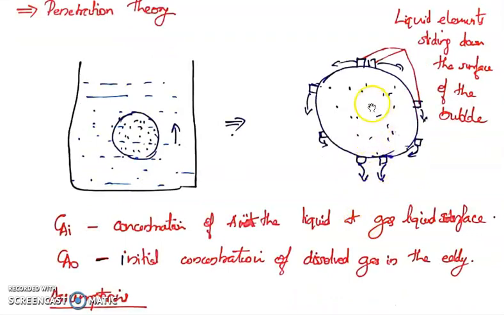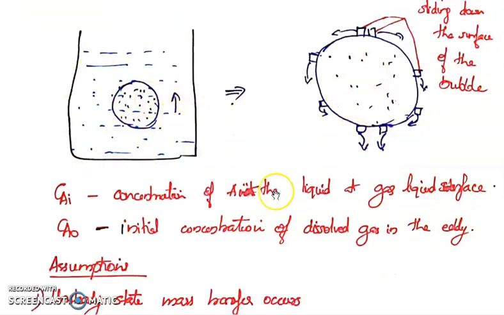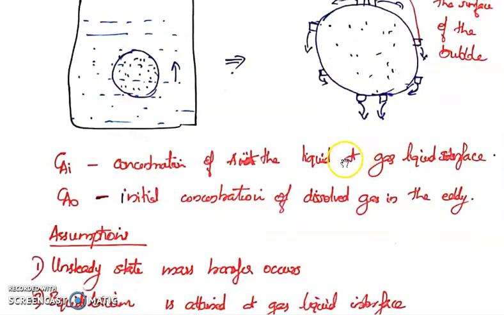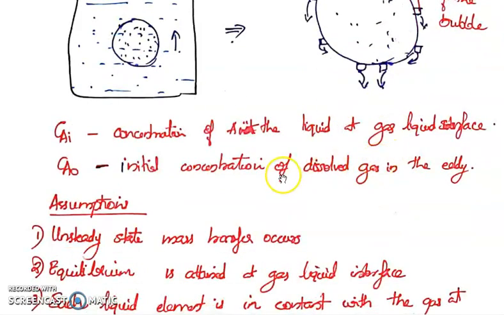Some of the molecules of A will become soluble in the liquid, and they will be transferred into the liquid medium. So that is how the mass transfer actually occurs here, based on the assumption of penetration theory. So let us move on to the more assumptions that we used in order to develop this model.